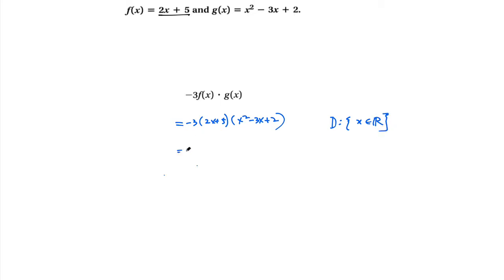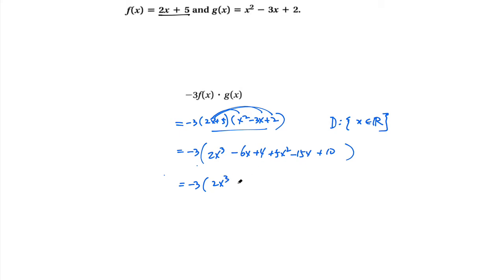All right, so let's expand this. Let's keep the minus 3 there. You get 2x cubed minus 6x plus 4 plus 5x squared minus 15x plus 10. So 2x cubed plus 5x squared, that's minus 21x and plus 14.